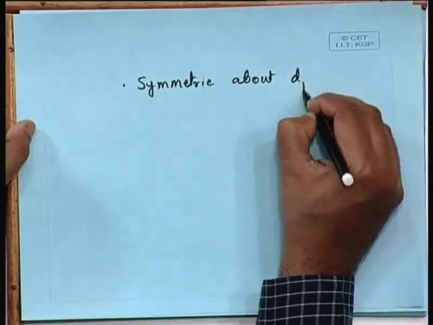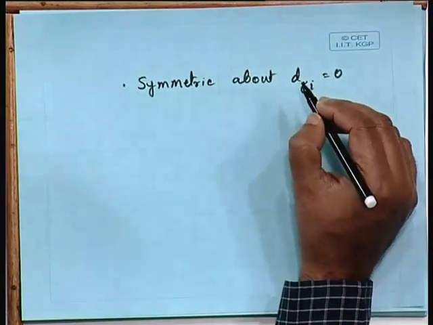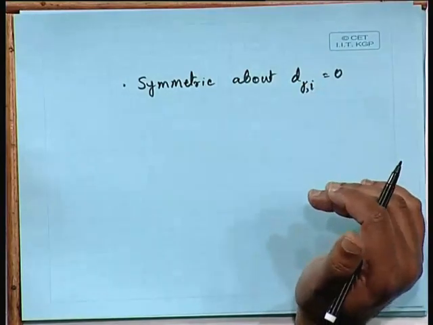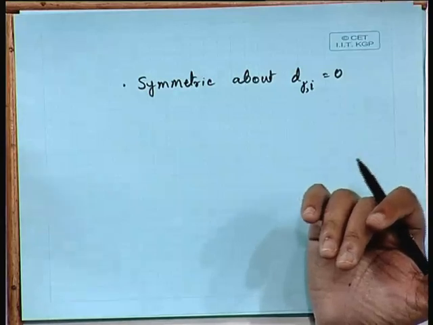Do you not feel that it should be that way? Obviously, because no matter where I move from this, if I make dji equal to minus 1, minus 2 like that, or if I make dji equal to plus 1, plus 2 like that, that should not matter to us. Its decay should be uniform in all directions, whether we make dji positive or negative. So, it should be a symmetric function about dji equal to 0.